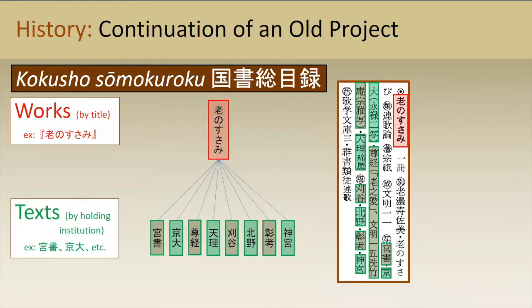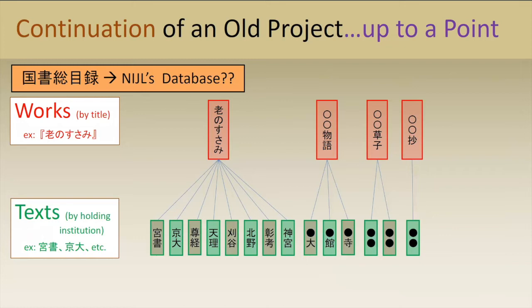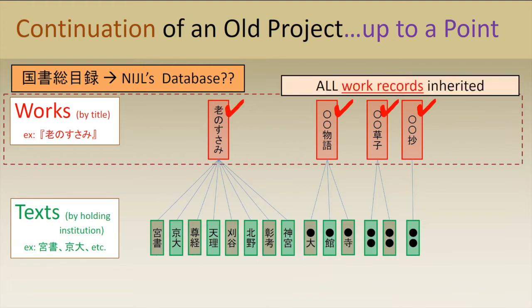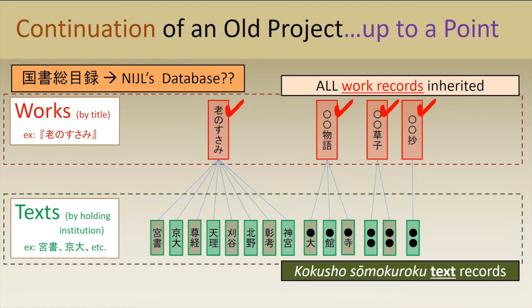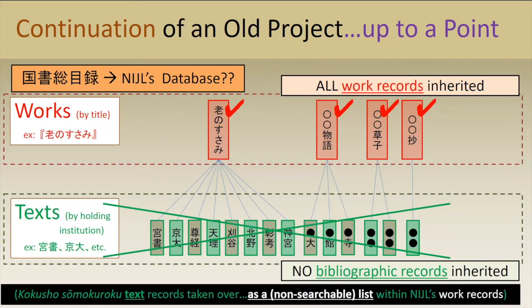A graphical representation might look something like this, with each work entry listing one or more texts. It is important to note, however, that NIJL is the successor of the earlier project only up to a certain point. The crucial difference is that while the Kokusho Somokuroku's work records were all, without exception, inherited by NIJL's database as an organizational scheme, the Kokusho Somokuroku's textual records were in no cases simply inherited as bibliographic records in NIJL's database. The data was not discarded, being saved as an unfortunately unsearchable list item in NIJL's work records sections.